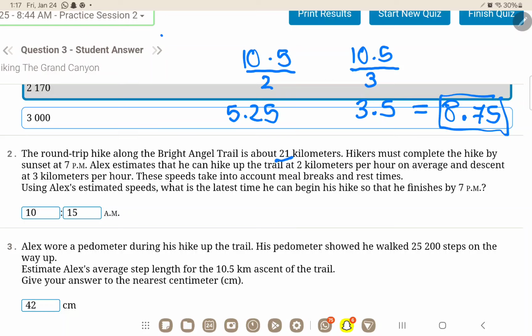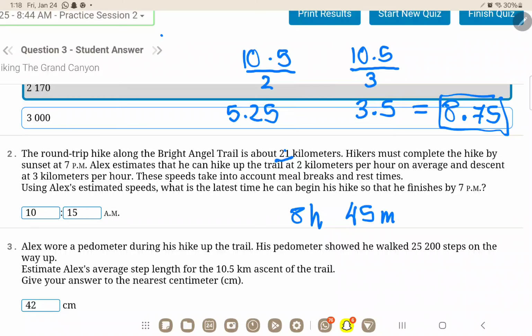So we know it needs 8.75 hours, but there's no such thing as 75 hours. What we do is, for 0.75 of an hour, we want that in minutes, right? So we put it over 60 minutes per hour. Hour cancels out with hour. 0.75 times 60 will give us 45. So this whole thing needs 8 hours and 45 minutes.